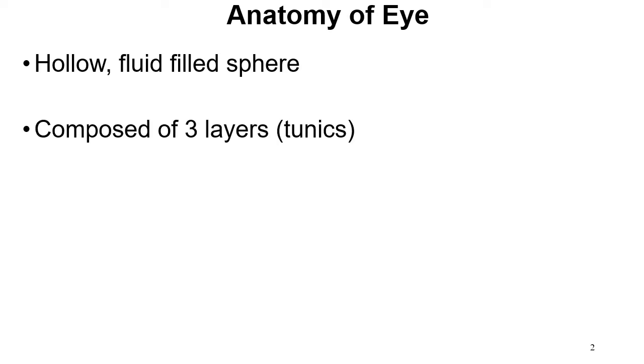The anatomy of the eye. The eye is a hollow fluid-filled sphere. So the eye is going to contain fluid, and when you dissect the eye, often it is very important to use your safety glasses so that the fluid, called aqueous humor, does not squirt out and get on you or in your eye. It is composed of 3 layers or tunics. You'll need to know which structures are located in each layer or tunic. It's divided into chambers.